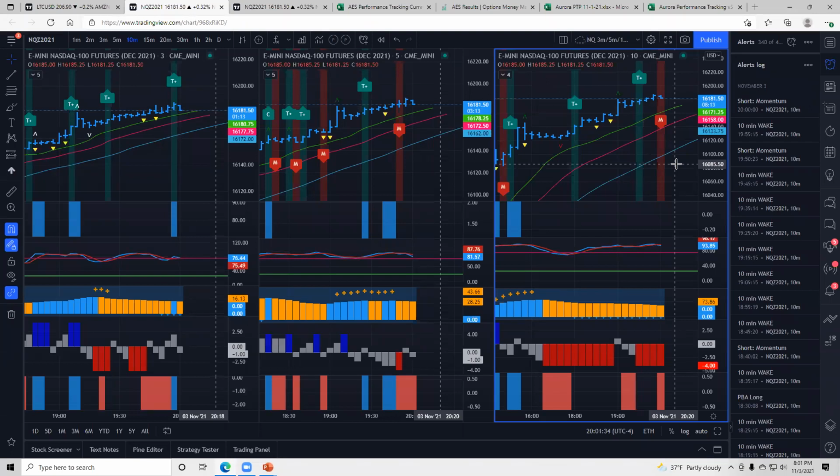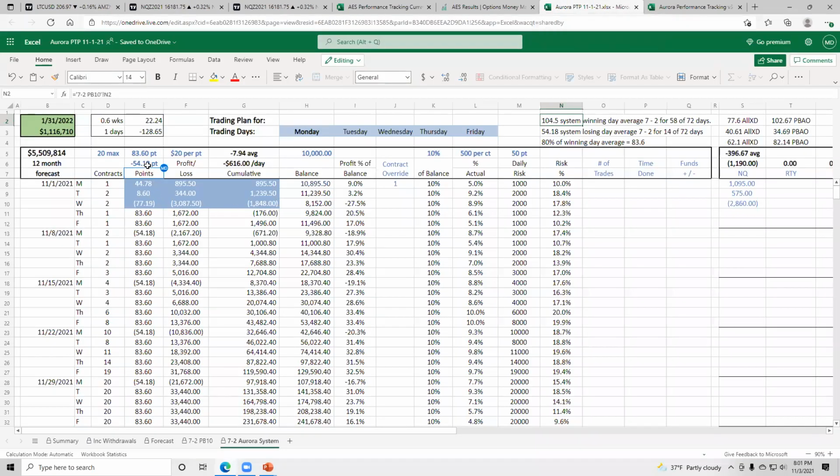Rod's saying when trading Aurora, your target is still 20 points. Nope, Rod, our target based on trading from 7 to 2 and based on 80% of our system averages from Aurora, our target is 83.6 points. 83.6 points. That's the target that we have for the day.